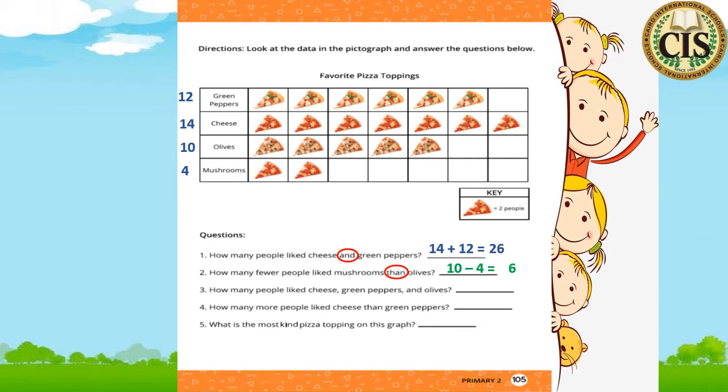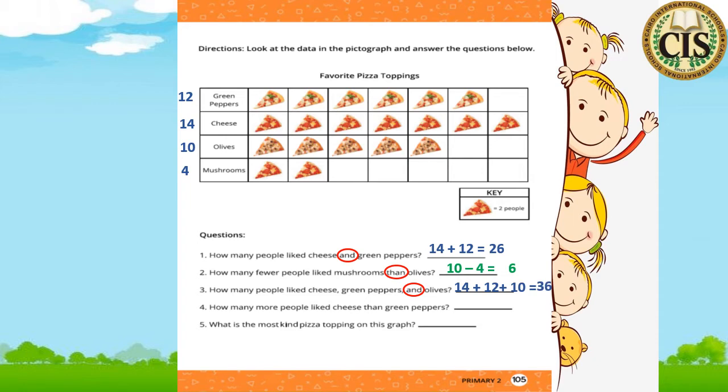The next one. How many people like cheese, green peppers, and olives? Here we have the keyword and. And is an addition keyword. So we will add the number of people who like cheese, green peppers, and olives. Cheese 14, green peppers 12, olives 10. So the result is 36.